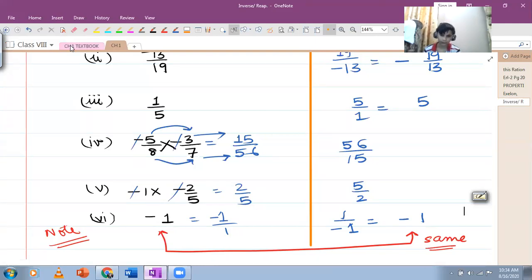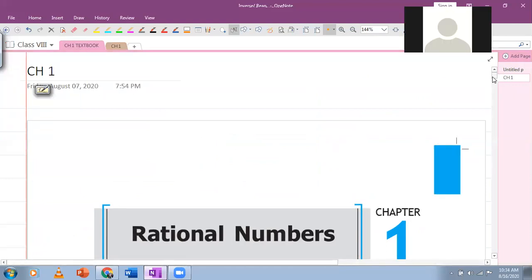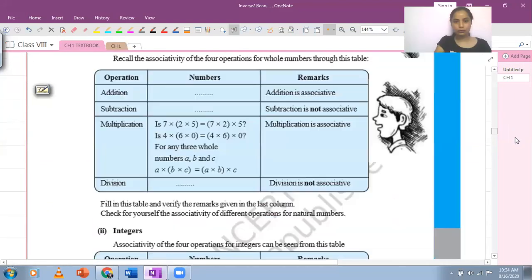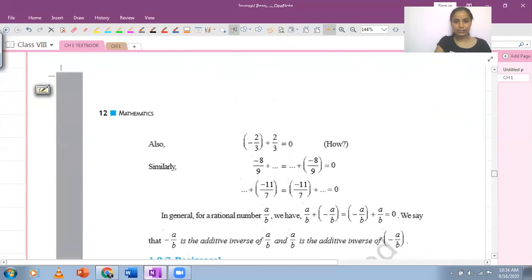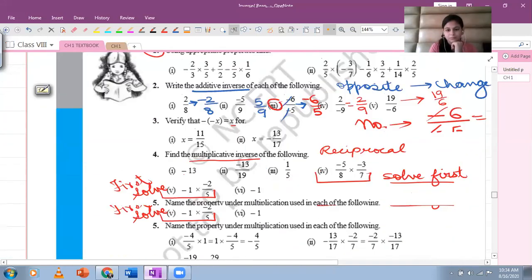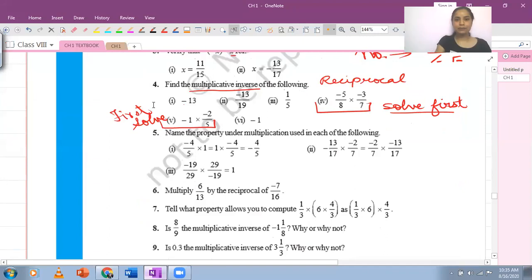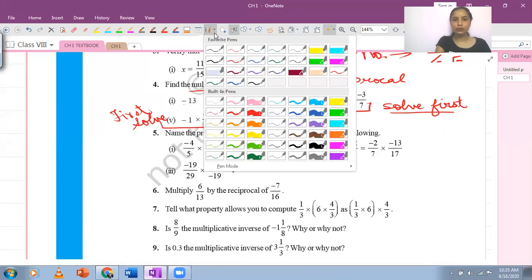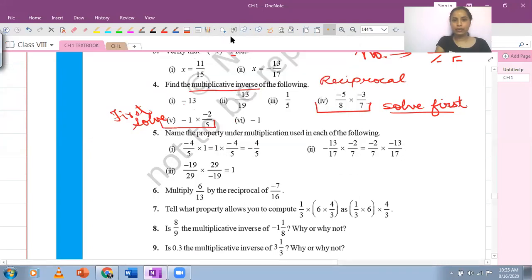Done? Yes, ma'am. Now, let's go to the next question. Question number 5. Name the property under multiplication used in each of the following. So you want to write down the property used in each of these in question number 5. Just the property. And the property will be of multiplication. What do you think about the first one?